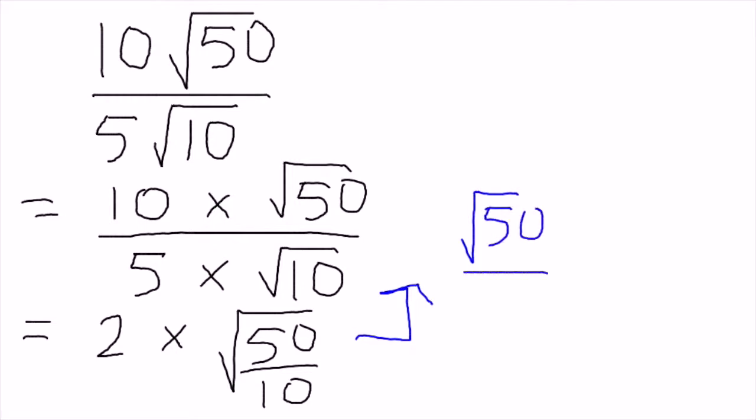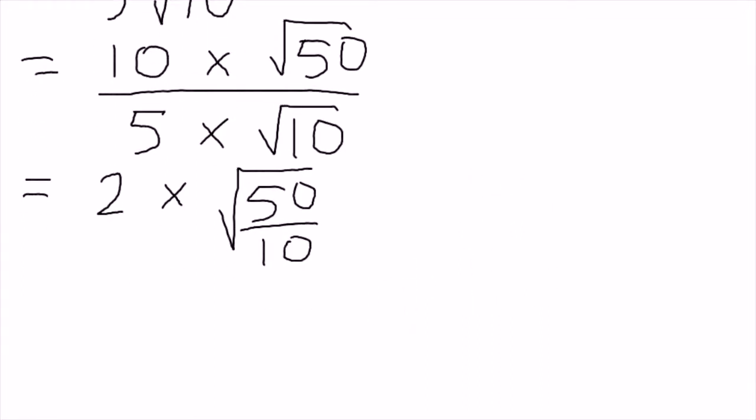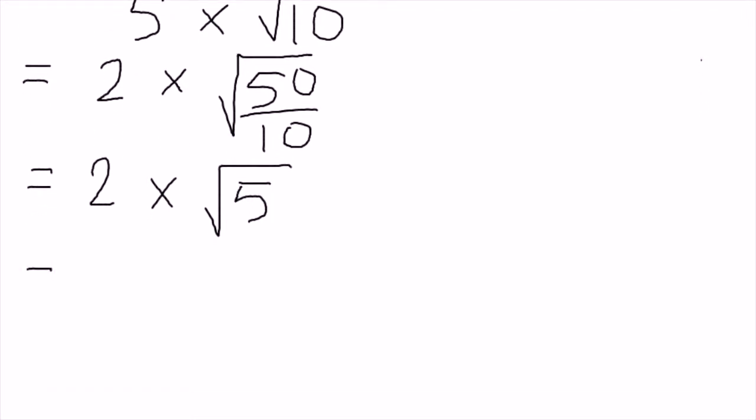So if we simplify this, we get 2 times root 5, as 50 divided by 10 is 5. So our final answer would be 2 root 5, as you cannot simplify root 5 any further.